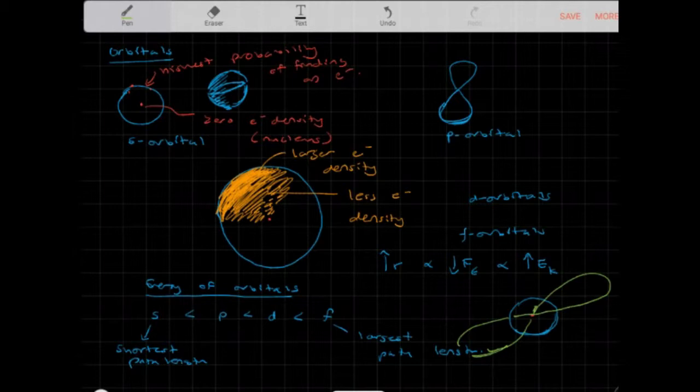So the shape of the orbital just represents the path length of the electron orbiting around the nucleus. The larger the path length, the more energy the electron has, because it's further away from the positive force of attraction, and vice versa. That's why the p orbital has higher energy than the s orbital, the d orbital has higher energy than the p orbital, and the f orbital has higher energy than the d orbital. Each of these represents a different shape of orbital, which basically represents a different shape of orbit. It's like looking at the planets: Pluto has a different orbit than the Earth's orbit around the sun. So these electrons just have different orbits.